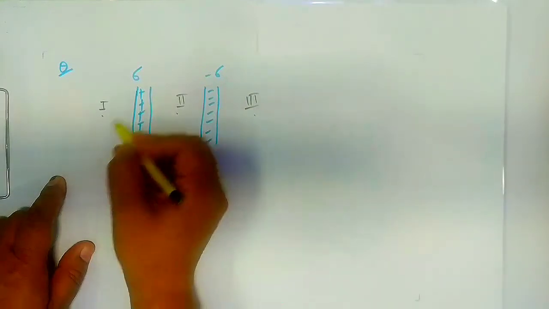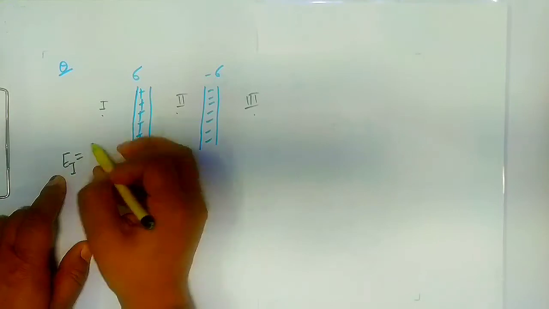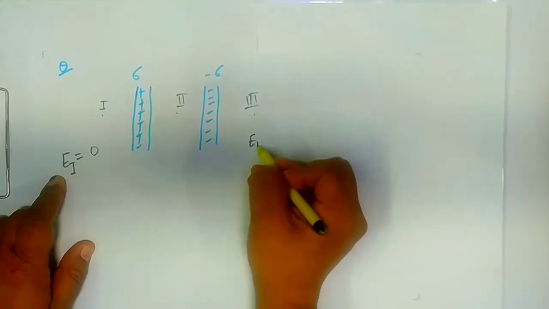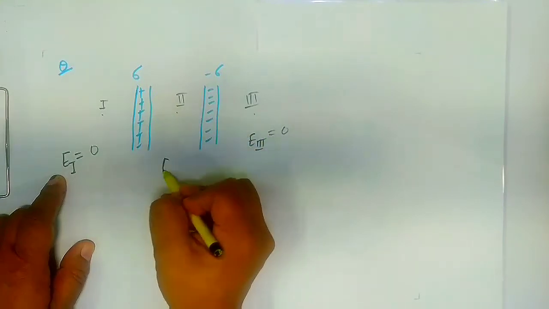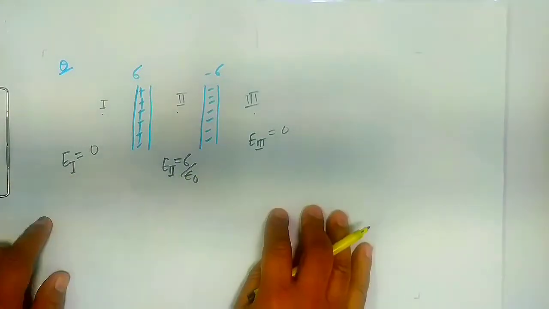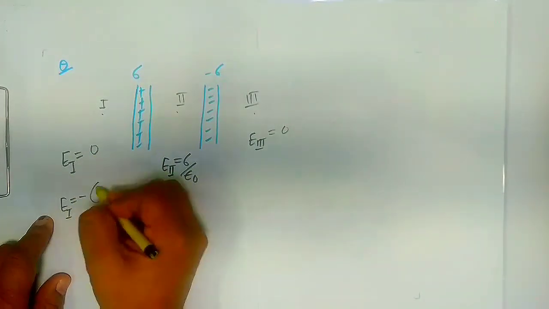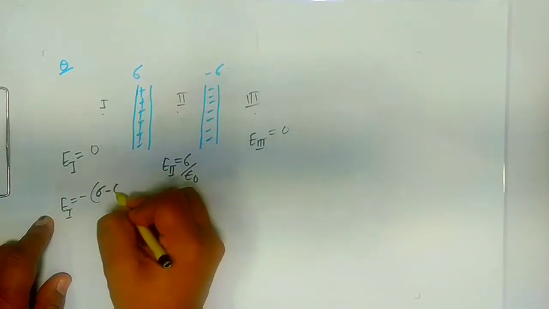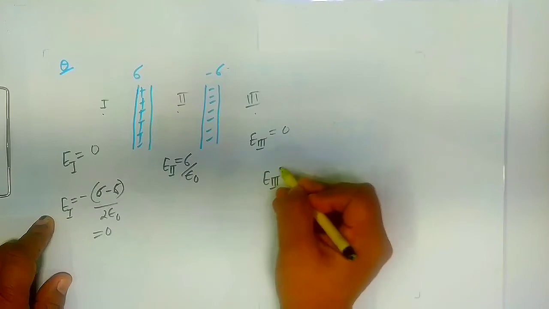If you see three regions, it will be simply what? Here in first region, it will be 0, and in third region also it will be 0. You apply it on the first given formula, and in E2, it will be sigma by epsilon naught. How 0? What was the first one? It was minus sigma 1 plus sigma 2. So sigma 1 is sigma and sigma 2 is minus sigma. So it was 0.